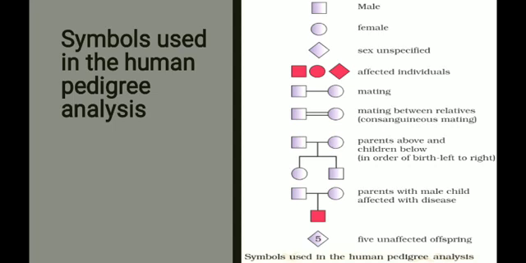And the next is a mating, and the next, the double line, is mating between relatives, that is also called consanguineous mating. The next is parents above and children below, that is birth order of birth left to right. The next is parents with a male child affected with the disease. And the last one is 5 unaffected offsprings.